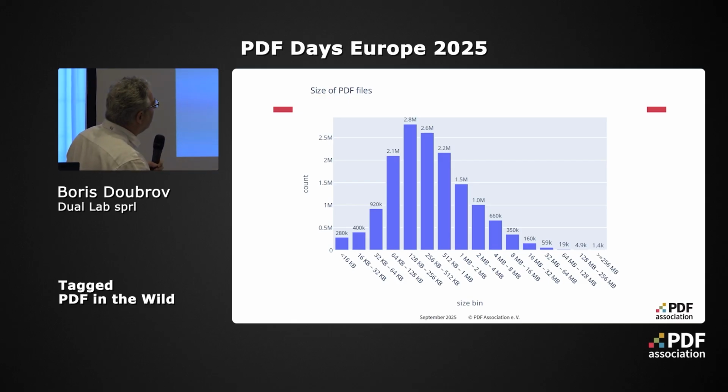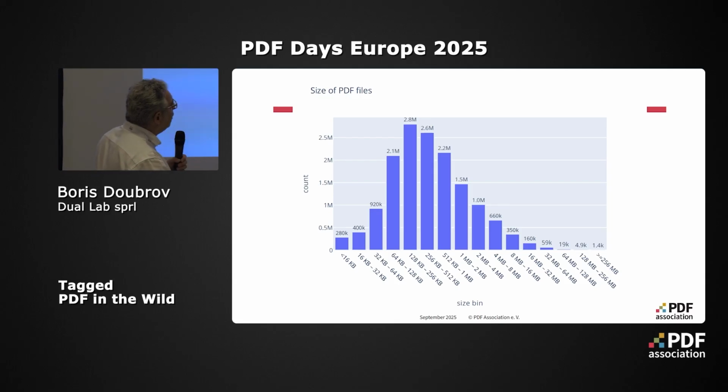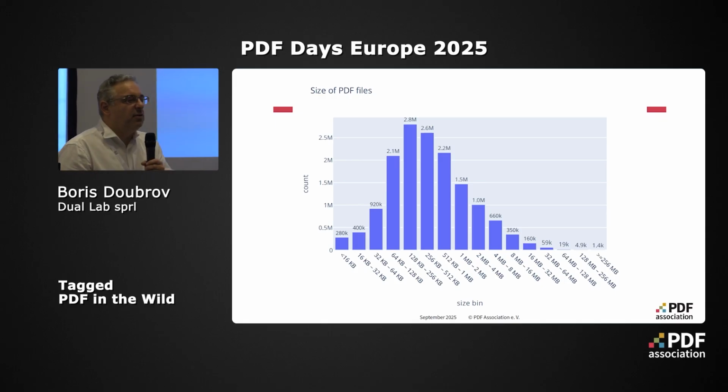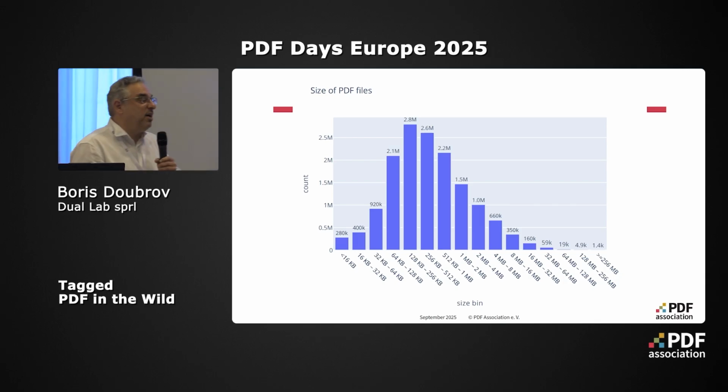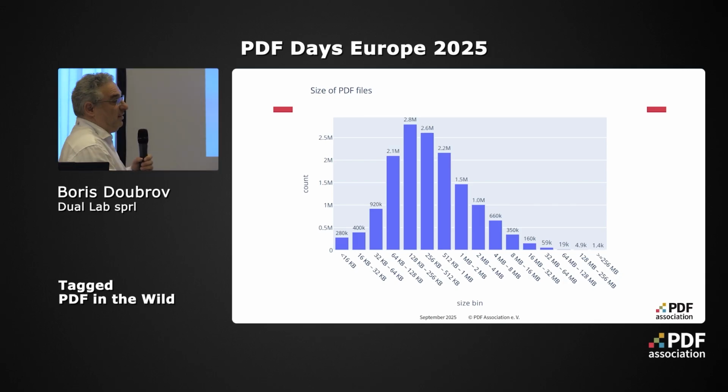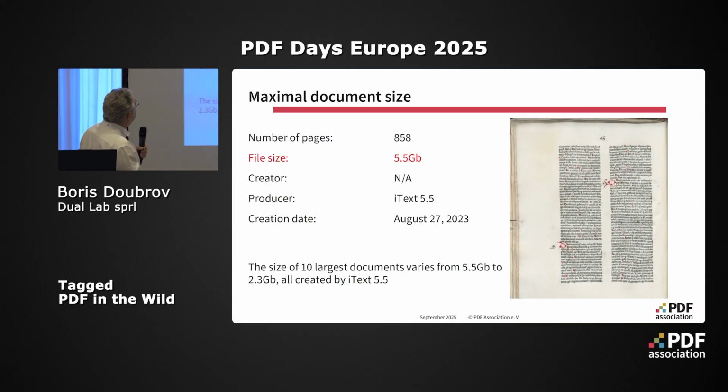Of course, we have much larger documents, and it was very interesting to see that we have more than 1,000 documents which are of the size of 256 megabytes, which probably those who deal with PDF development have seen in practice. So it's not surprising that such files exist. It was really interesting to find out what is the real maximum. And this is the maximal document size. It's 5.5 gigabytes. This is a file available on the web.